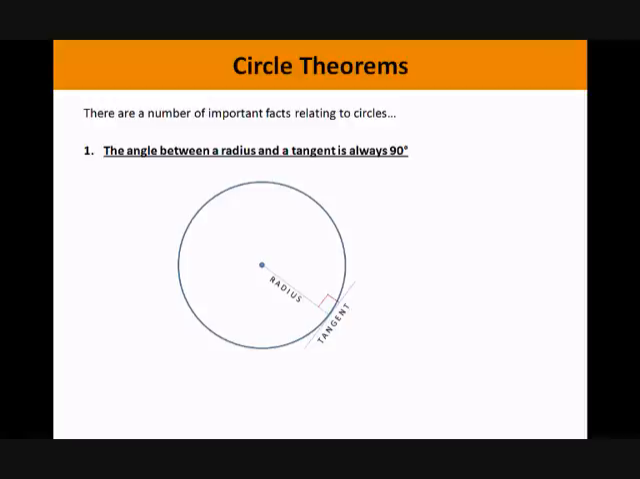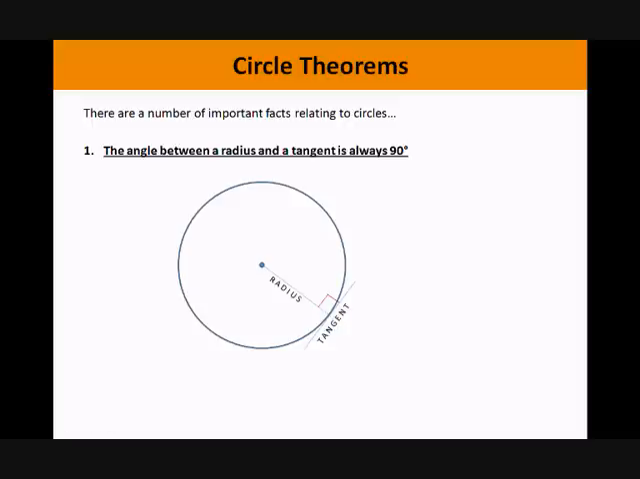Okay, this is a film about a number of theories or theorems about circles, called collectively circle theorems. And the first one is about the radius of a circle from the center to the edge, and a tangent. A tangent is a line that just touches a curve at one point. So this is a tangent to the circle at this point here that I'm pointing to, because it just touches the circle at that point.